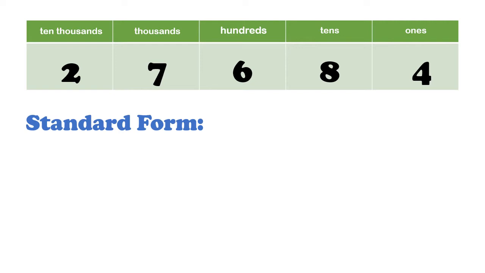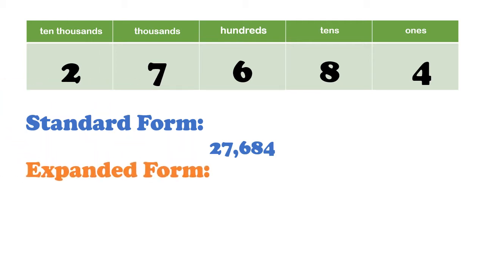Now, standard form just means that we're writing out those digits. So for this particular number, we would write it as 27,684. And we're going to remember that comma in between the thousands and the hundreds, okay? So the next way that we can represent this number is with expanded form. Now remember, expanded form means stretched out.